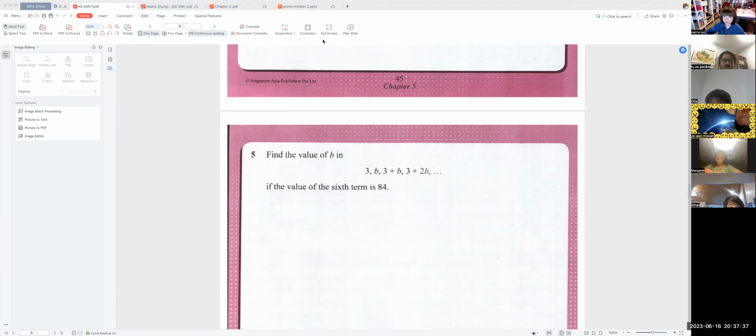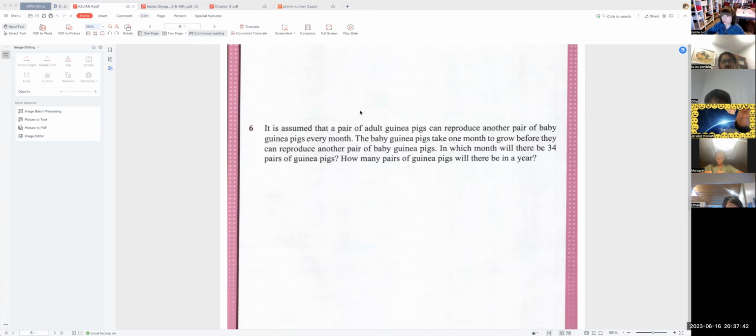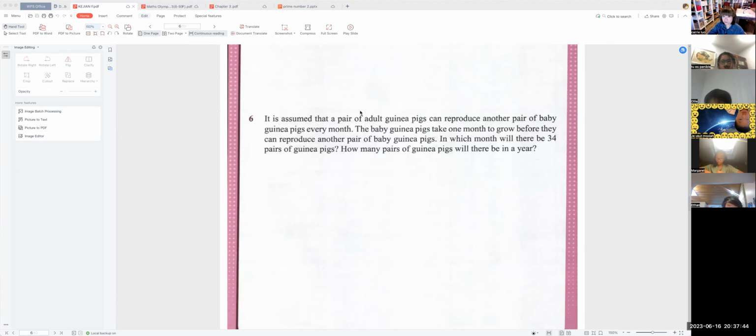Okay, so let's take a look at number 6. I would like to have Luciana read the question for me. It is assumed that the pair of adult guinea pigs can reproduce another pair of baby guinea pigs every month. The baby guinea pigs take 1 month to grow before they can reproduce another pair of baby guinea pigs. In which month will there be 34 pairs of guinea pigs? How many pairs of guinea pigs will there be in a year?